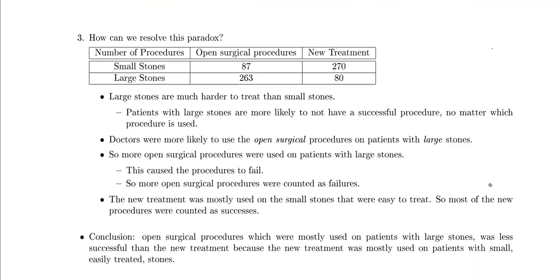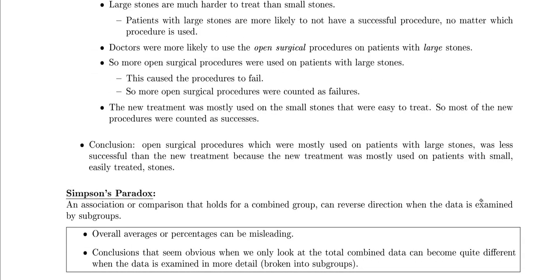So the conclusion was that the open surgical procedures, which were used on the large stones, seemed less successful than the new treatment, but only because the new treatment was mostly used on patients with the small, easily treated stones. And so this has come up several times, and we've given it a name. It's called Simpson's Paradox, and it's when you have an association or comparison that seems to hold for a combined group, where we combined all the data together, but it actually changes or reverses direction when the data is examined by subgroups. And so from this, we learn that overall averages or percentages can be misleading, because conclusions that seem obvious when we only look at the total combined data can become quite different when the data is examined in more detail.